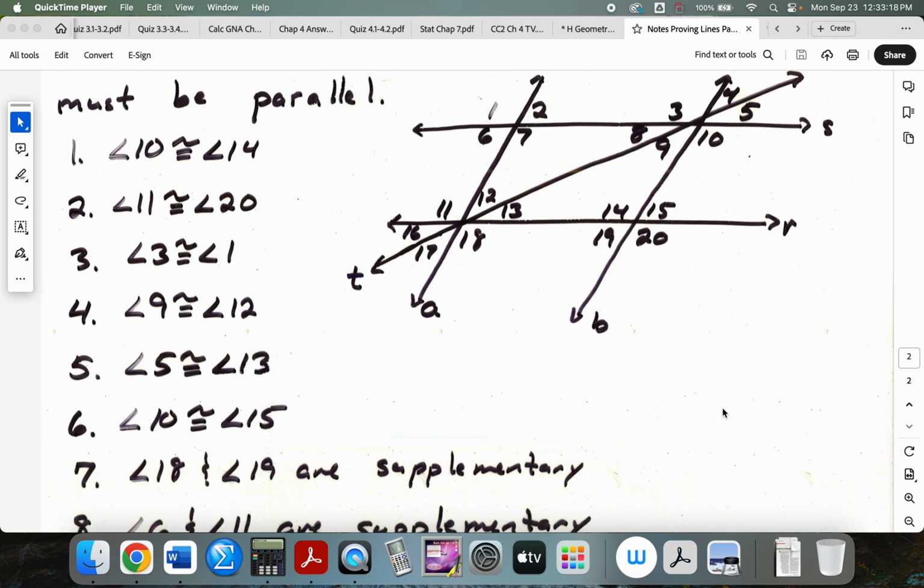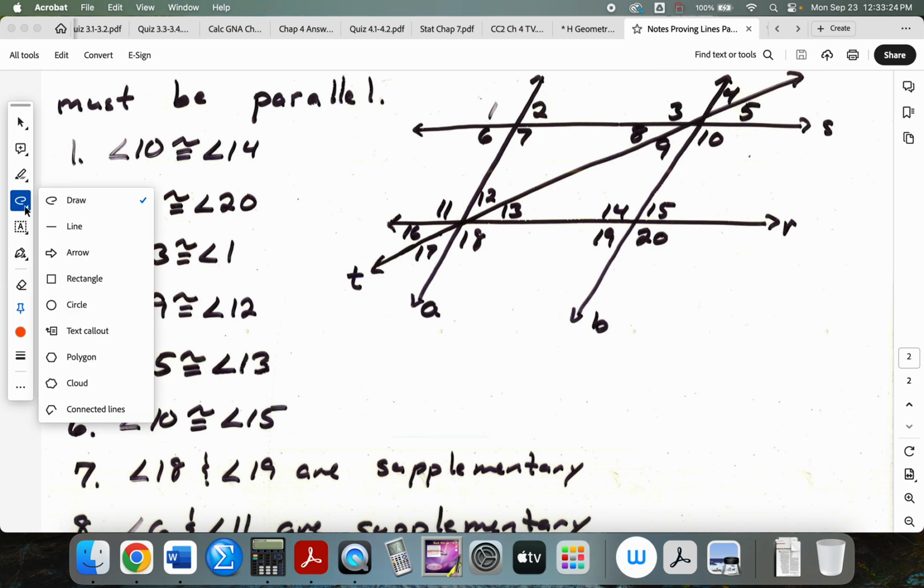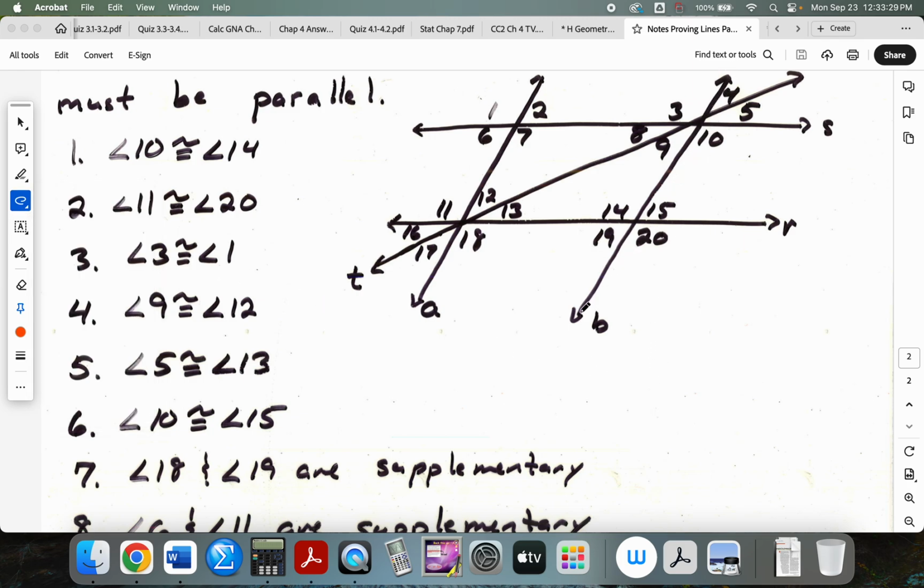So what if I had that angle 10 was congruent to angle 14? Let's go through the process. Which line is the transversal then? B. Yeah, B, because that's the line that is a side of angle 10 and a side of angle 14. The other side of angle 10 is S. The other side of 14 is R. So this is either going to be R and S are parallel, or it's going to be nothing at all. Right? Those are the only two possibilities.